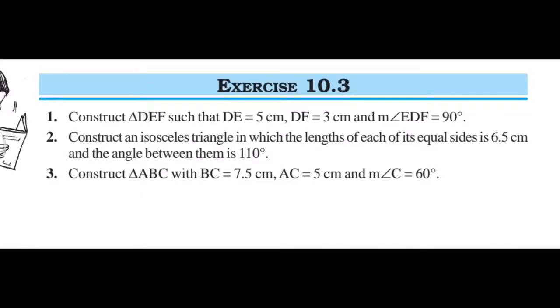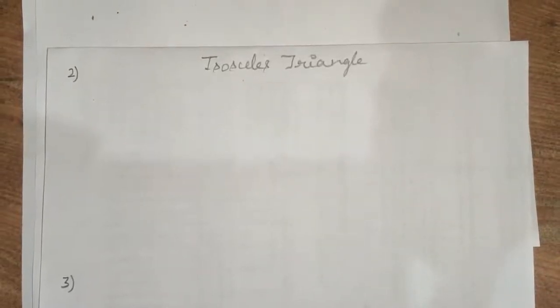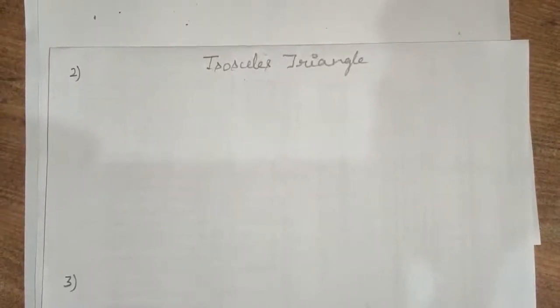This is question number 2. Construct an isosceles triangle in which the length of each of its equal sides is 6.5 centimeter and the angle between them is 110 degree. Now this is an isosceles triangle, means two sides are equal and the angle between them is 110 degree. 110 degree we cannot draw using compass, so we will use protractor to draw this 110 degree.